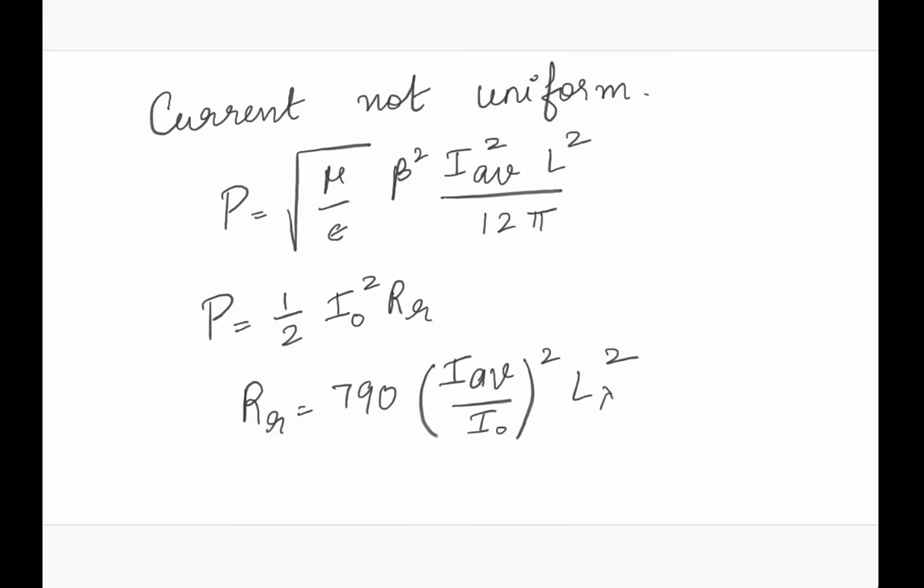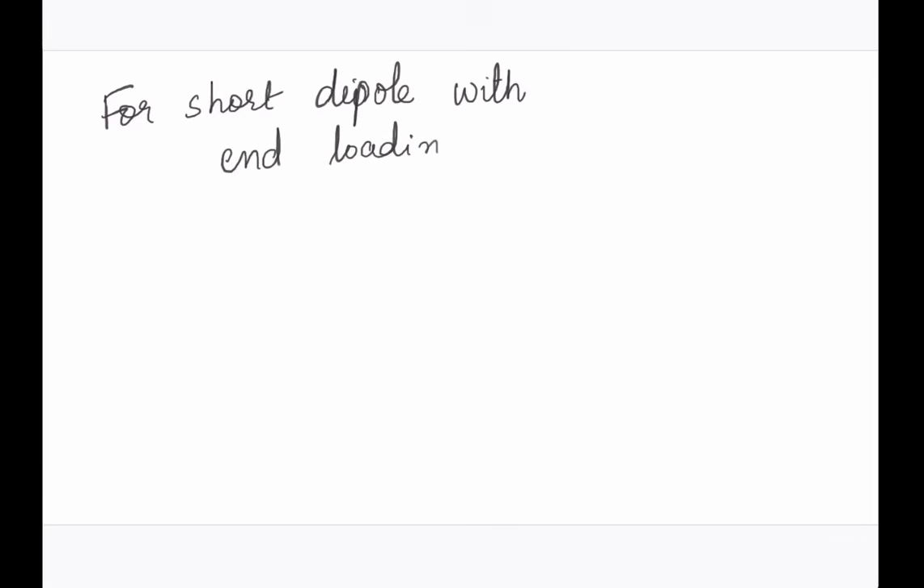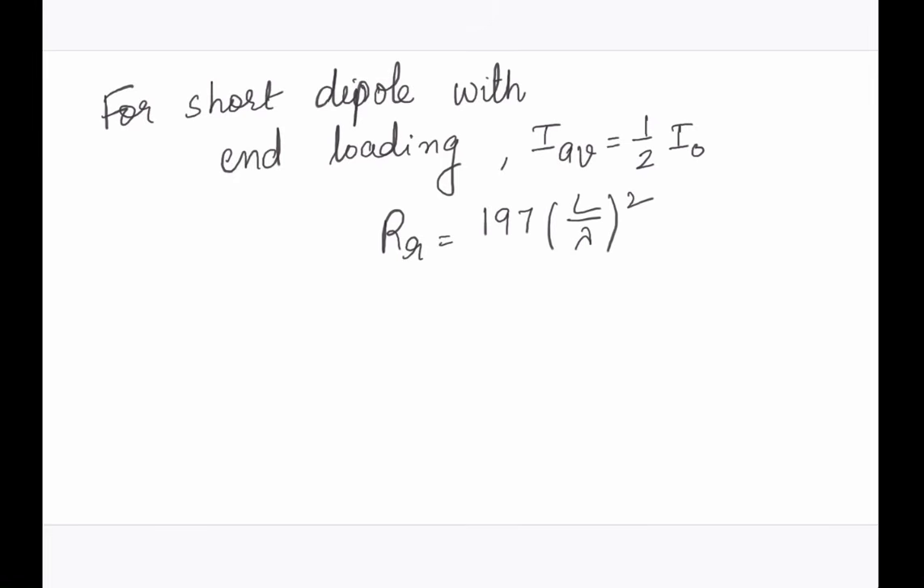Suppose you consider a short dipole without end loading, that is, the current is triangular. That means I average will be almost half, I average equal to 1 by 2 into I naught. If the current distribution is triangular, the average current will be equal to 1 by 2 into I naught. Therefore, substituting, we obtain RR equal to 197 L by lambda the whole square. So this will be the final equation for the short dipole with end loading.